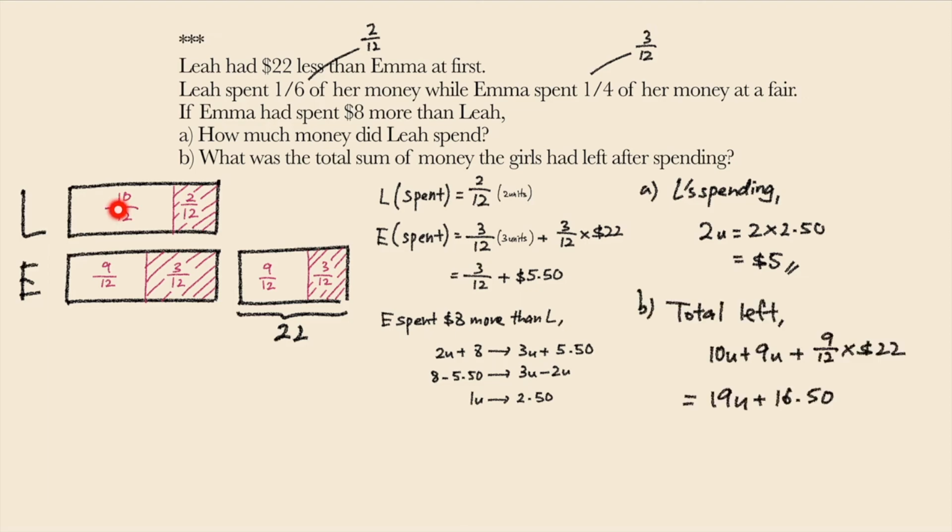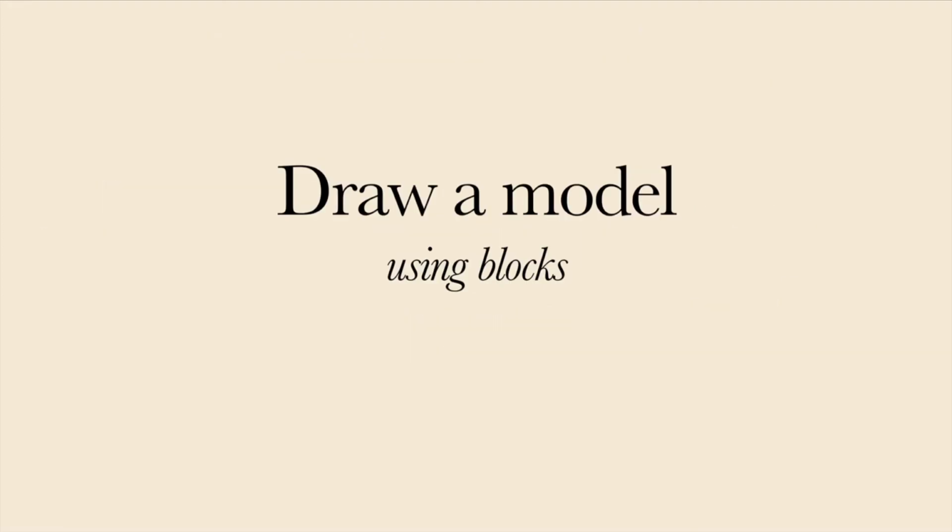So we're interested in the unshaded portion. We are interested in 19 units plus 9 12s of $22. That's how we obtained 10 plus 9, so that's 19 units. And 9 12s of $22 is $16.50. The other way of obtaining this $16.50 is simply taking $22 minus $5.50. Since we know 1 unit is $2.50, 19 units must be 19 times 2.5 plus $16.50, giving us $64. And that concludes Draw a Model using blocks.